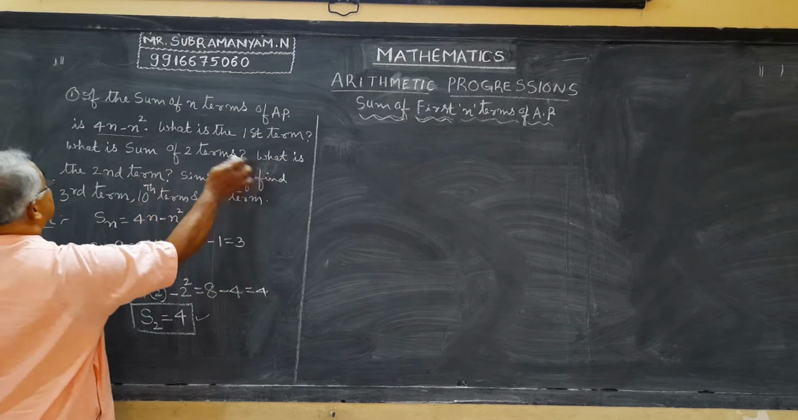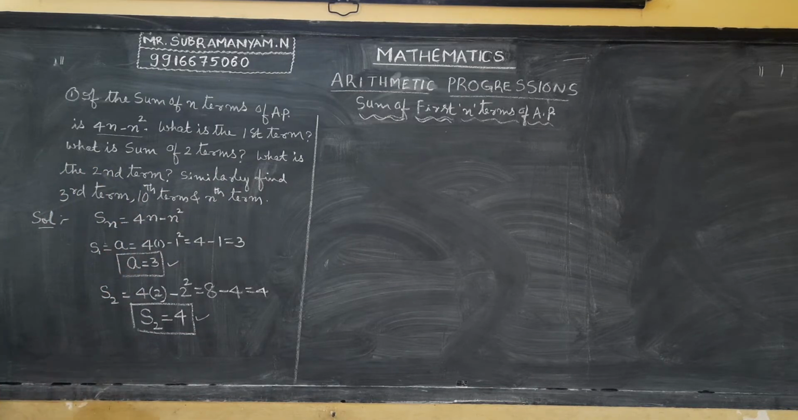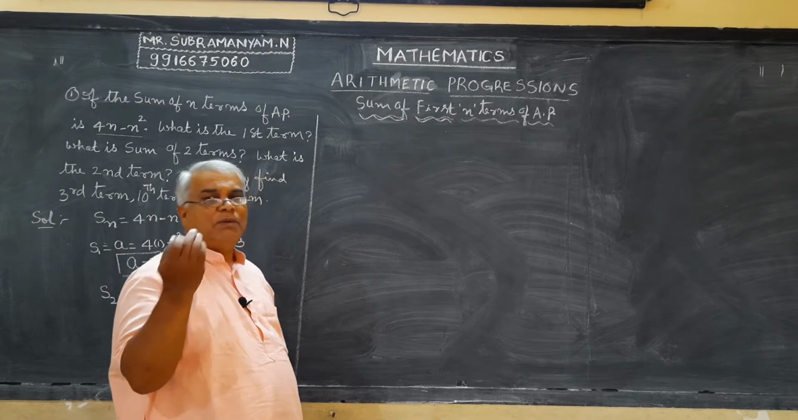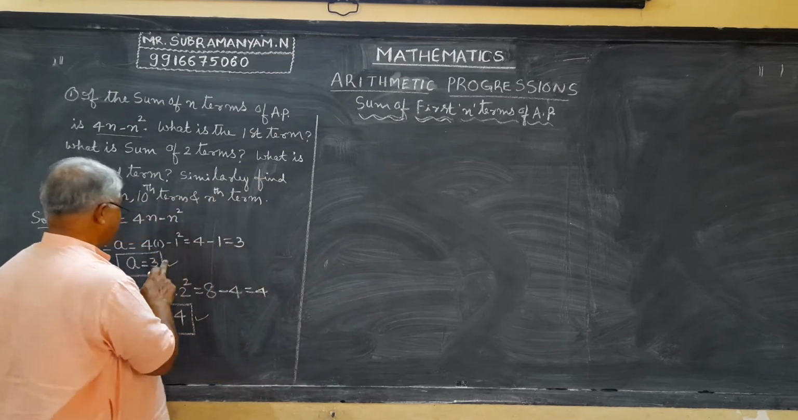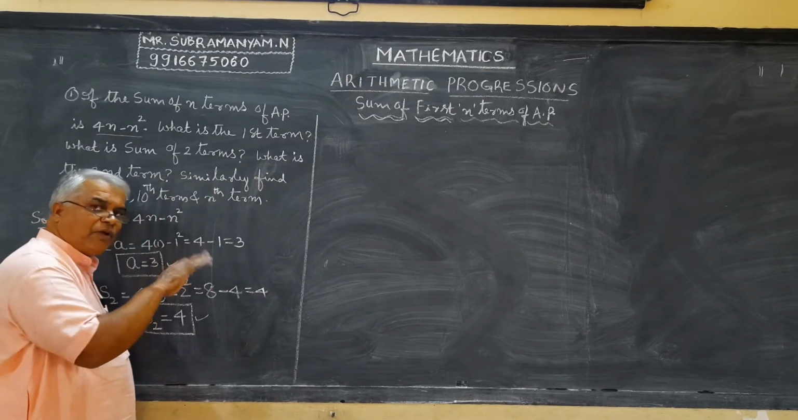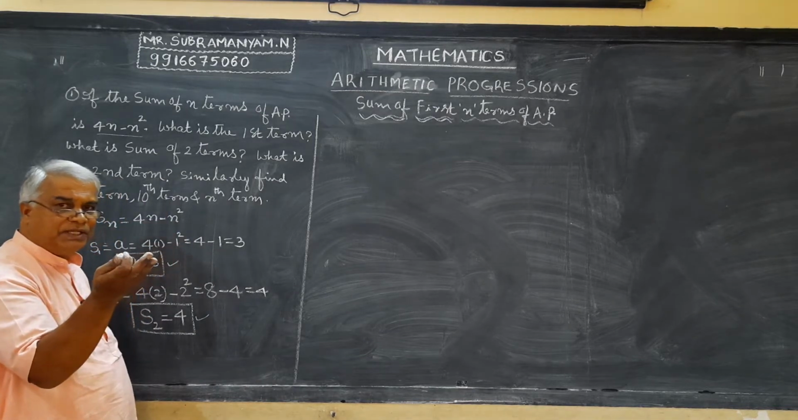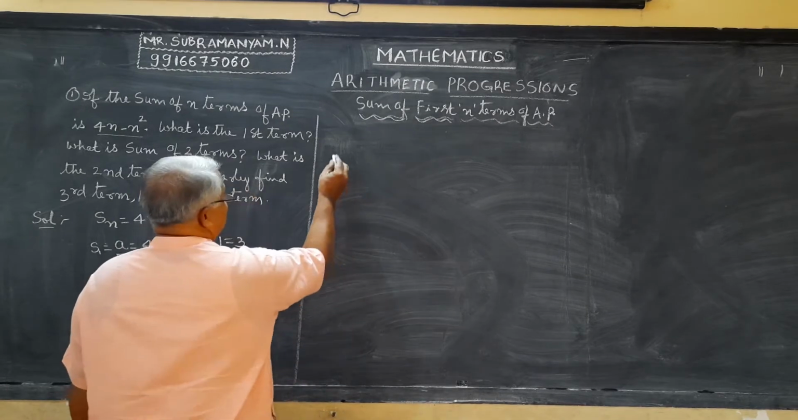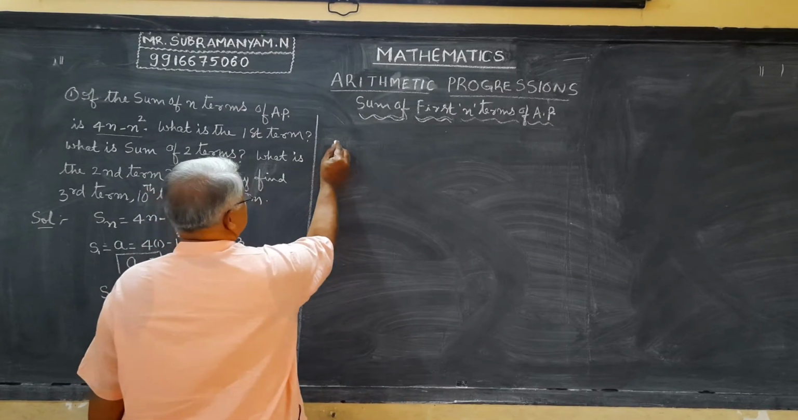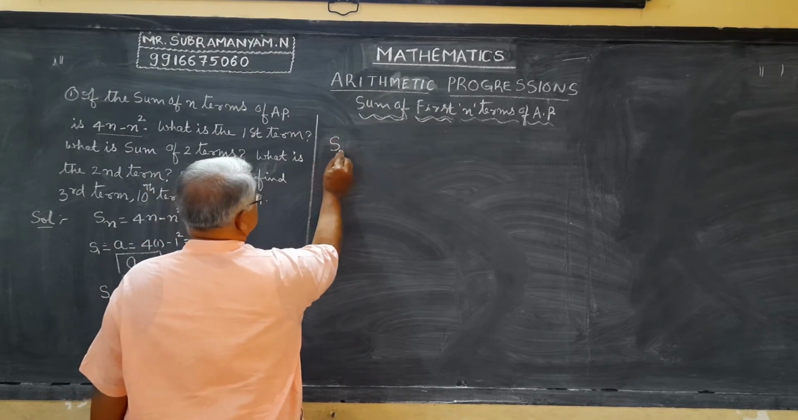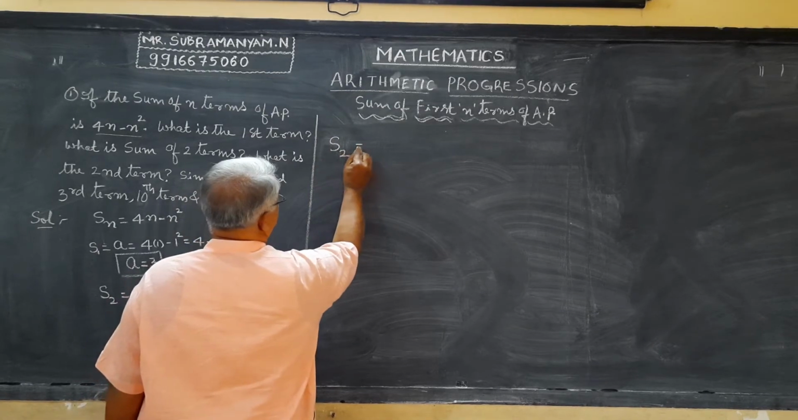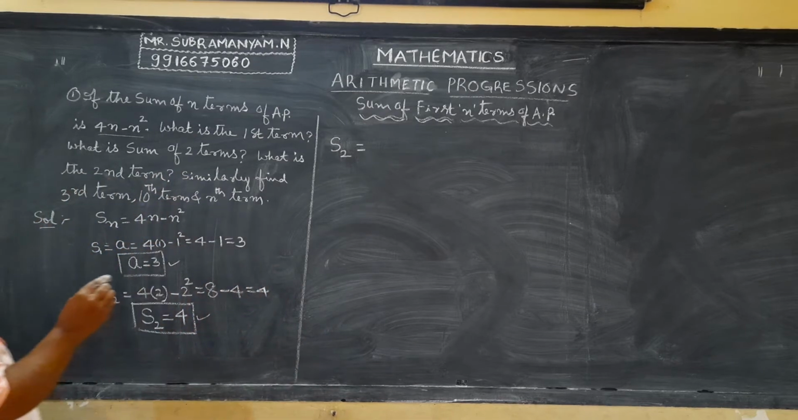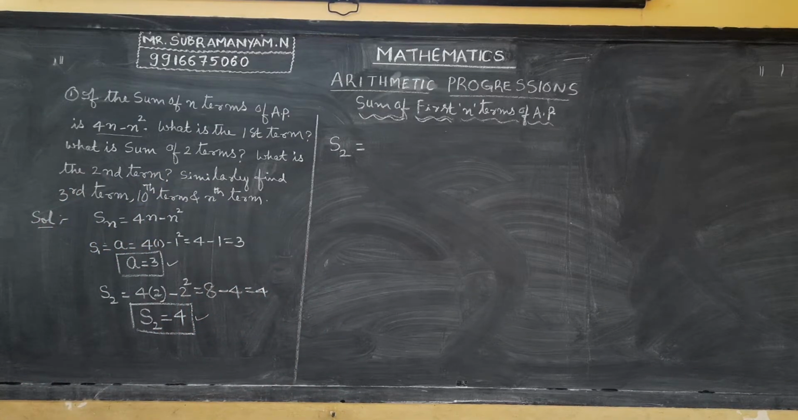Next, what do we want? What is the second term? To find the second term, we should know the common difference. We know the first term. If you add the common difference to the first term, you will get the second term. So, how to find the second term now? See, S2 is the sum of two terms. What is the value of the sum of two terms? The sum of two terms is 4.